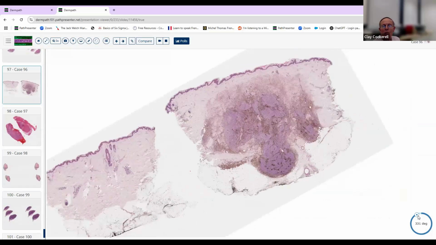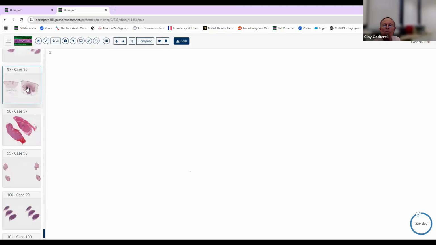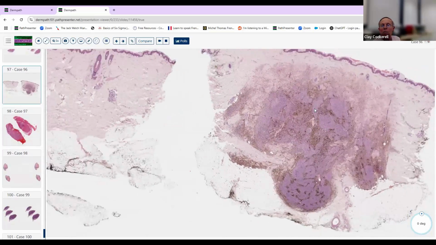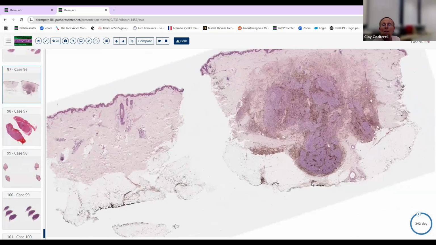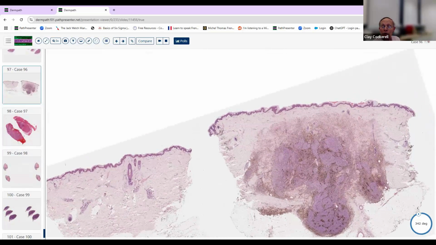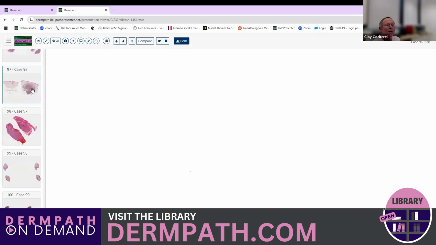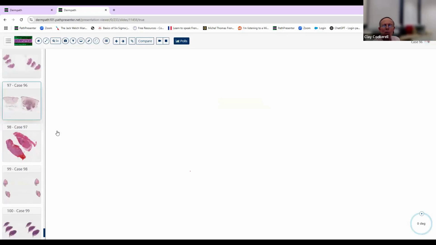96. Okay, we've got an incisional biopsy or possibly an excision. The lesion is relatively well circumscribed, comprised of these aggregates of cells.